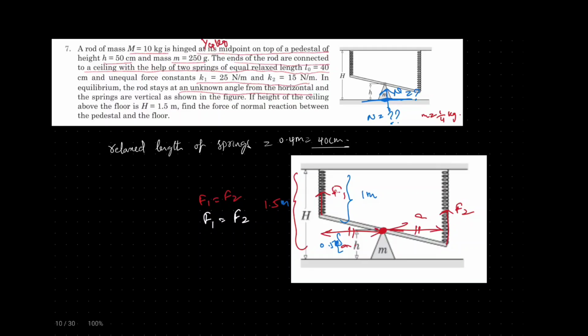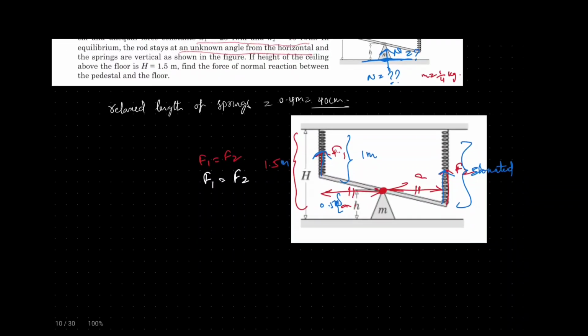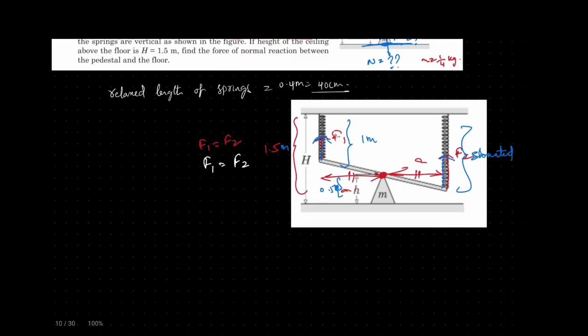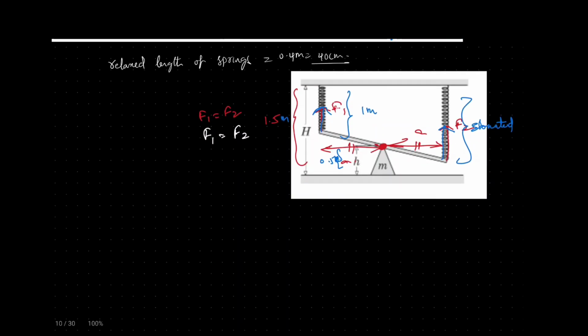That means this is elongated, so the force is in this direction. This force must also be in this direction. That means both of the springs are elongated. There will be two conditions: both can be elongated, or both can be compressed. Otherwise, the net torque won't be 0. There will be some torque, of course.